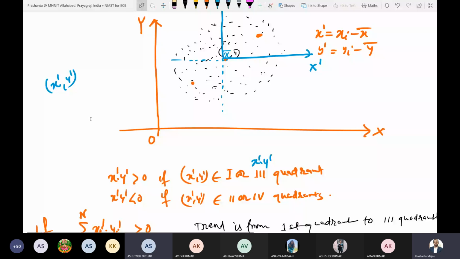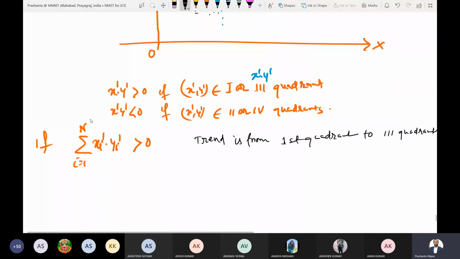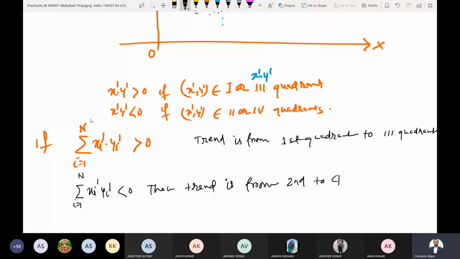Second to fourth, or fourth to second. And if this sum is zero, then what will be happening? Summation i equals 1 to n of xi dash yi dash. If this is less than zero, then the trend is from second to fourth quadrant, or fourth quadrant to second quadrant.